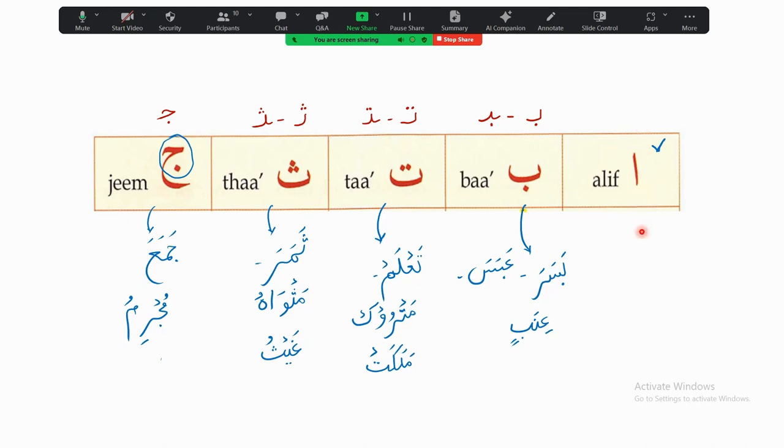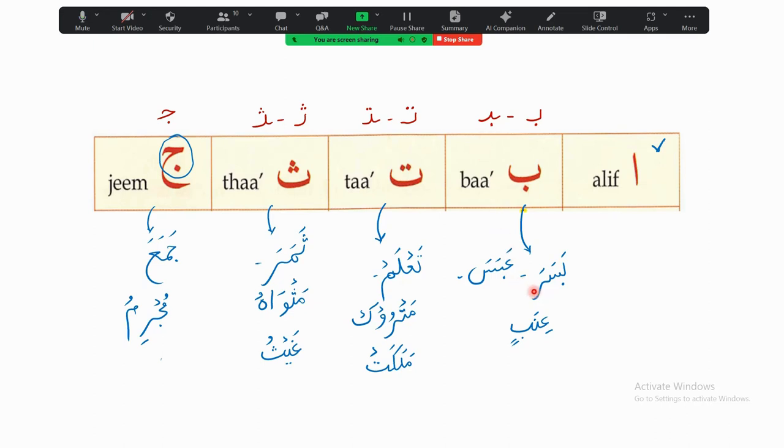First of all, there is alif. The shape of alif remains the same, even if it comes at the start of the word, in the middle, or at the end of the word. The next letter here is the letter ba, right? This letter does change its shape. When it comes at the start of the word, it is something like this. We know that this letter has a dot below it, so the shape of this letter at the start will be like this. When this letter comes in the middle of the word, it will be like this.